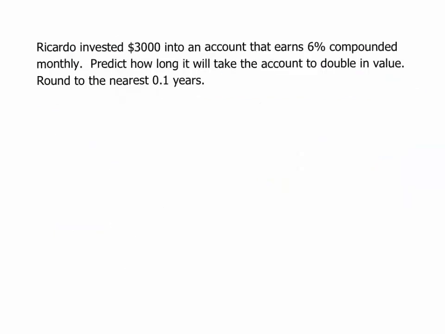Now in this last example, we're told that Ricardo invested $3,000 into an account that earned 6% compounded monthly. Predict how long it will take for the account to double in value and round to the nearest 0.1 years. So let's write down our given information and our goal. We know he's invested $3,000. That's our present value. We know the account earns 6% compounded monthly.